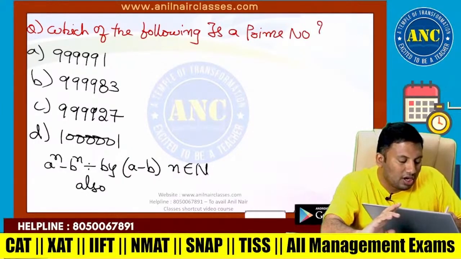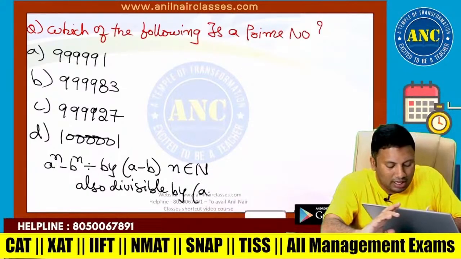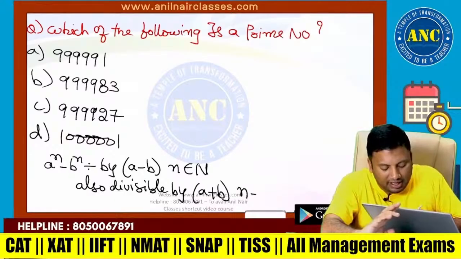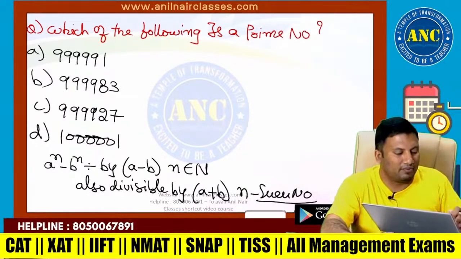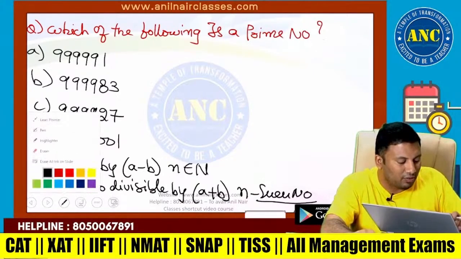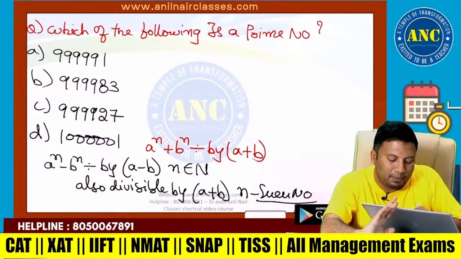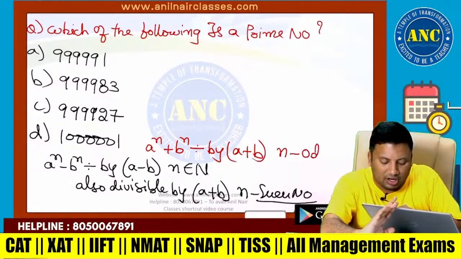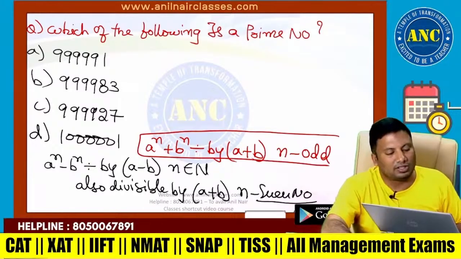It is also divisible by a plus b if n is an even number. We will use that concept, and one more concept also we can use: a power n plus b power n is always divisible by a plus b if n is an odd number. We will see this one.